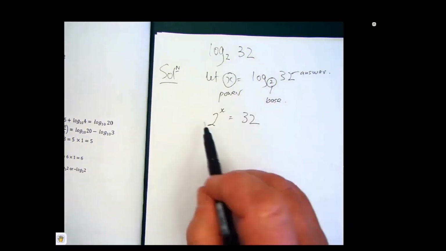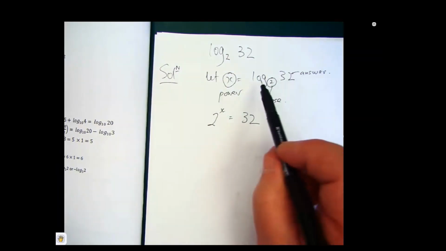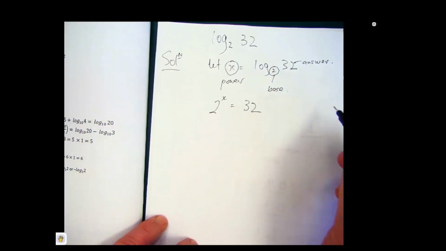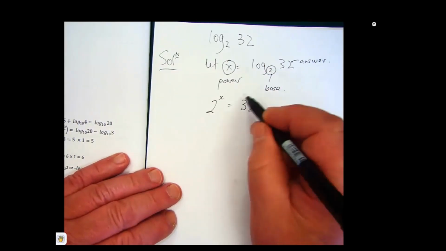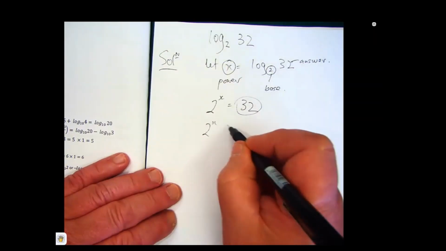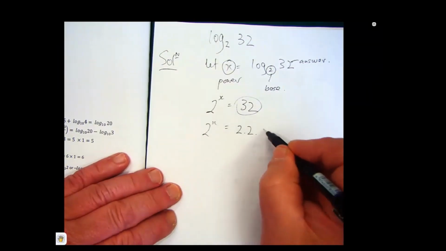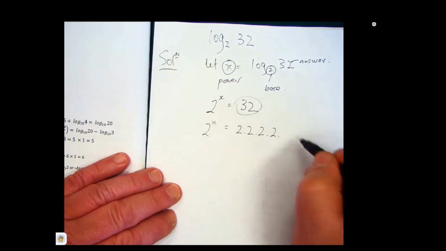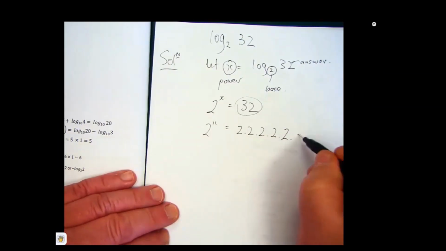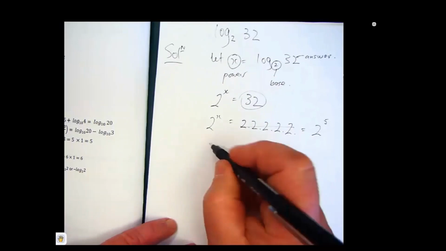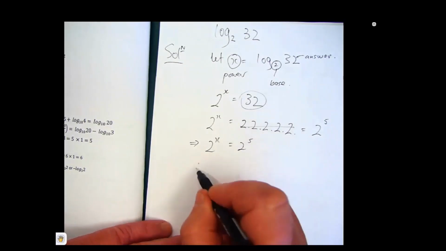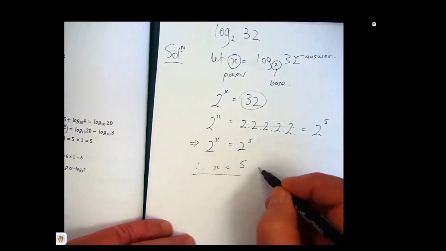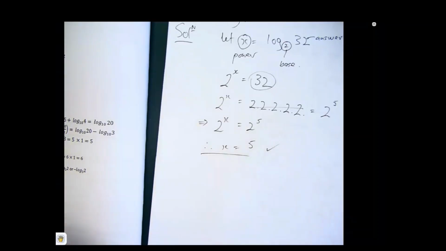Now people are happier with that because there's no logarithm here, and they can usually work this out. Why they can work it out is because 2 is a factor of 32. So if I break this down, 32 becomes 2 2s are 4, 2 4s are 8, 2 8s are 16, 2 16s are 32. So now we have something very simple. All this becomes 2 to the x equals 2 to the 5. Therefore, x must equal 5. Nice and simple, very straightforward.